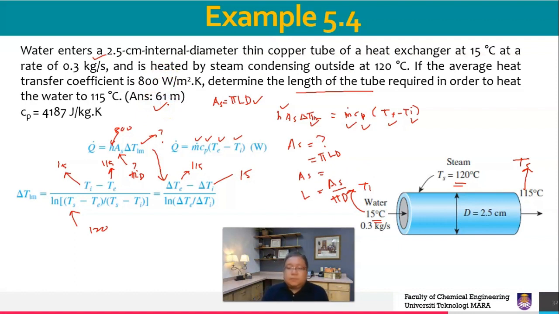Right? And since you are using this delta T log mean, you know that the system is constant Ts, right? So you have 120 degrees Celsius of condensing steam.